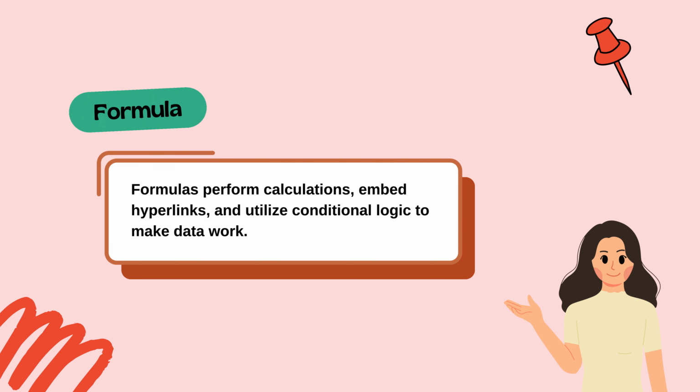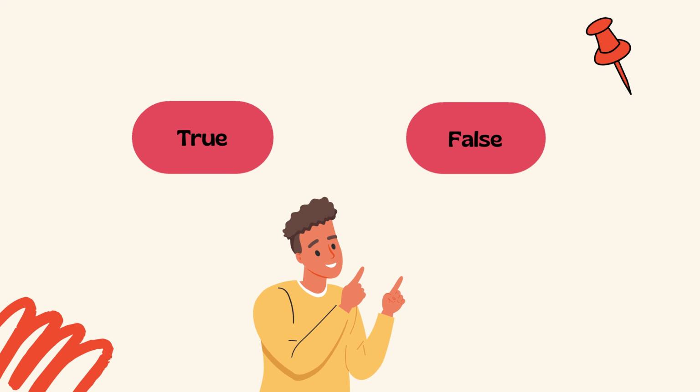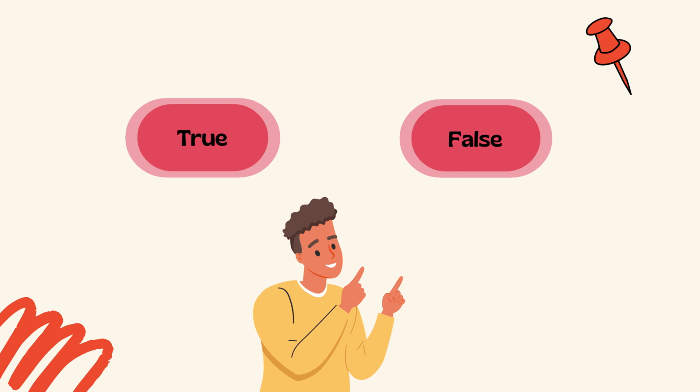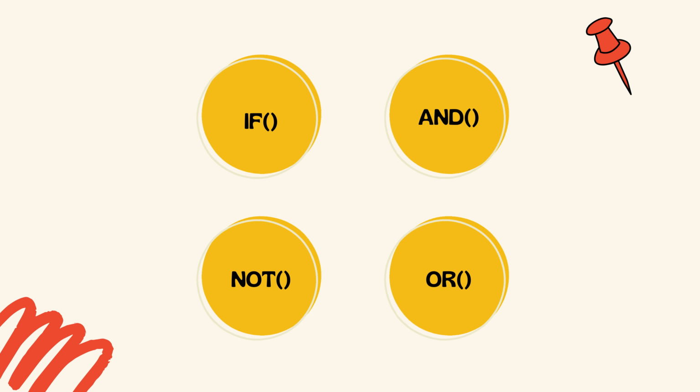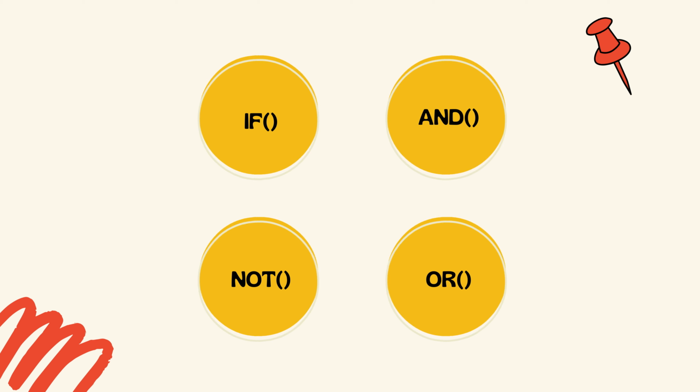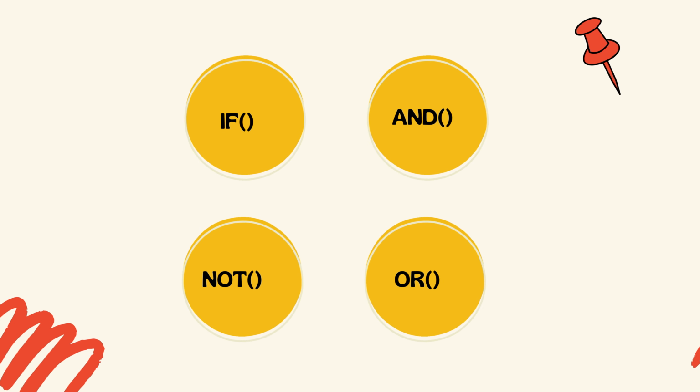Now, when it comes to checkboxes, it's simple: selected or not selected. A checkbox formula is essentially a logical statement that results in either true or false. Let's explore the basic logical operators that bring these formulas to life. Our building blocks for checkbox formulas are the if, and, not, and or functions. These logical operators will be your tools to create dynamic and responsive formulas.